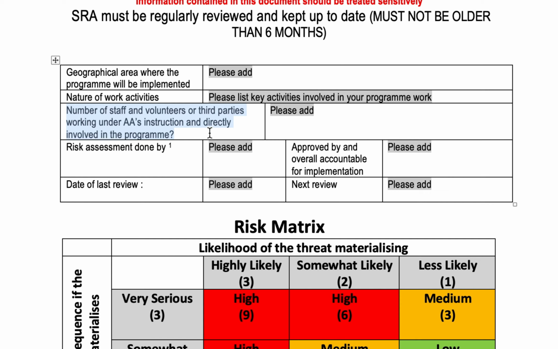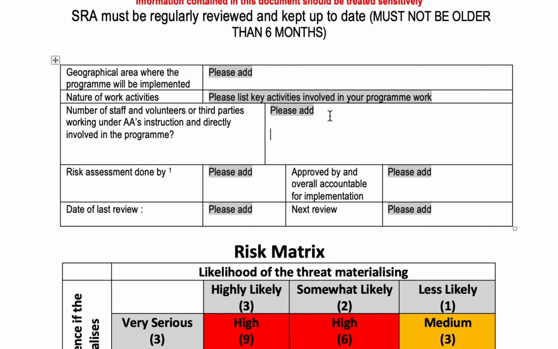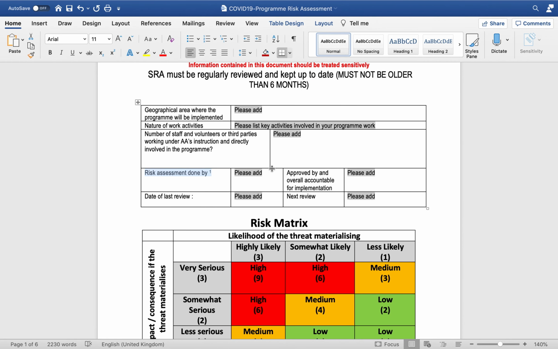This question over here is about how many staff and volunteers are involved in program work. So please provide a number here. Also, you can separately mention how many partners you're working with. Risk assessment done by, mention the name of the person that is leading the process, but also other people that contribute to it. Ideally, this exercise should be done in a group.